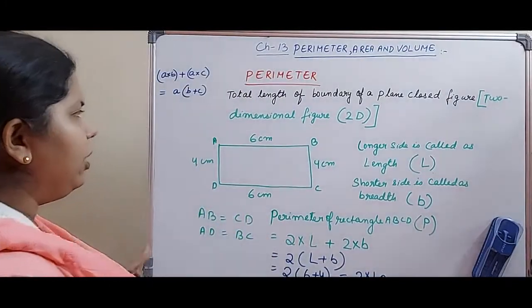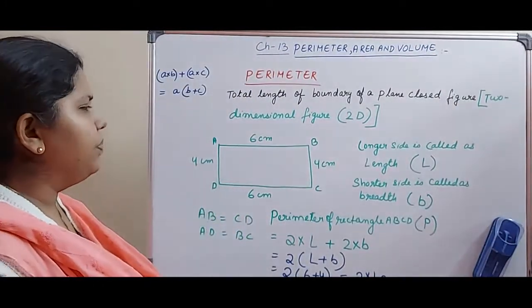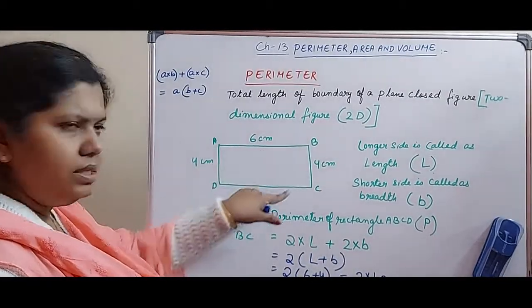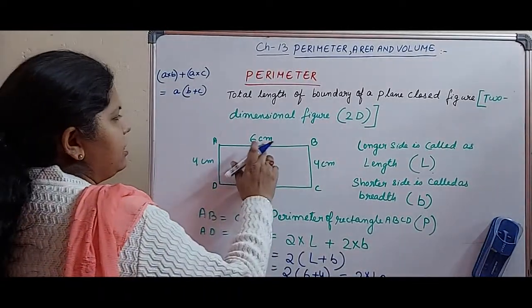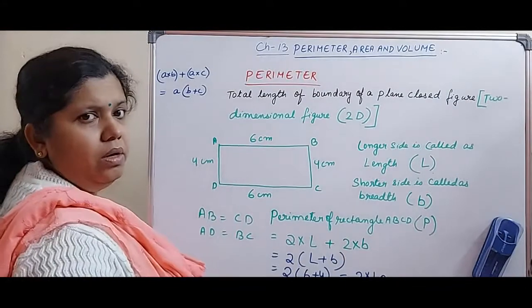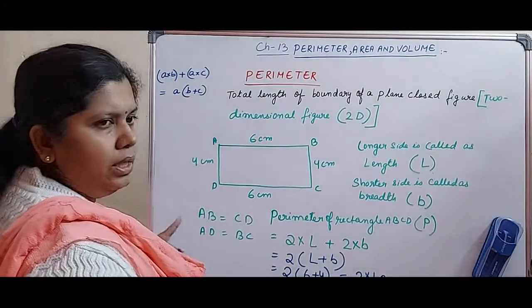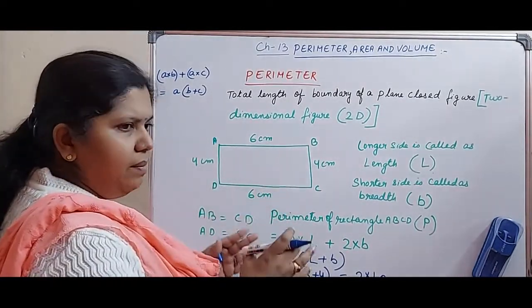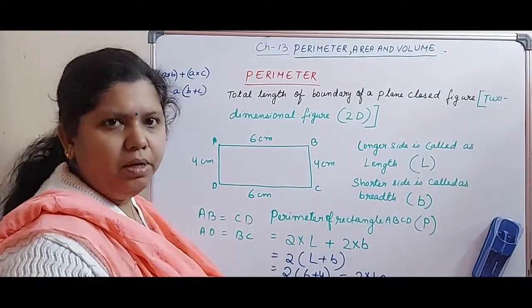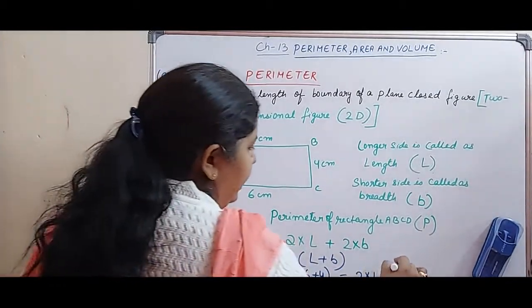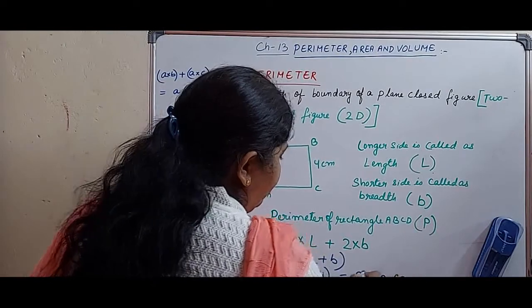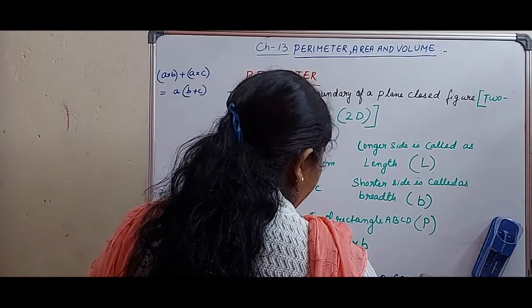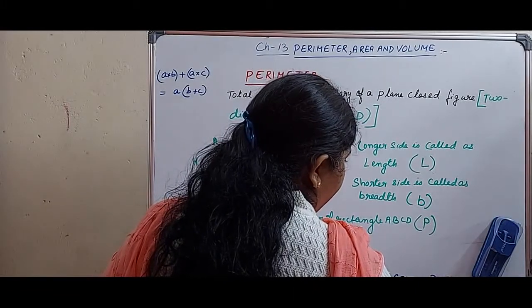Now what will be the unit of this perimeter? The unit will be centimeter in this case, because we have all these dimensions written in centimeter. Also, because it is the sum of all the sides, if I add centimeter and centimeter, I will get centimeter only. So the resulting unit will be centimeter. So 2 into 10 centimeter is equal to 20 centimeter.